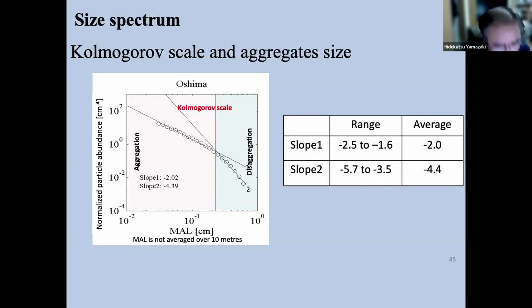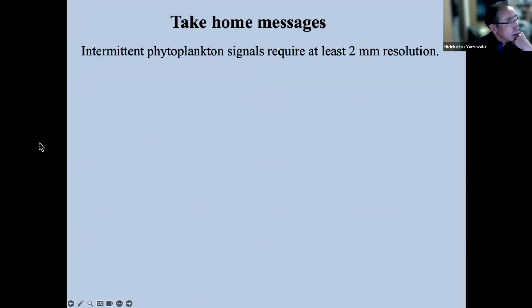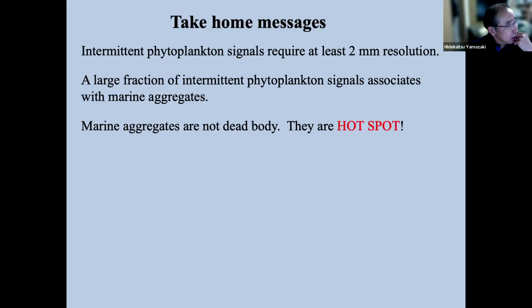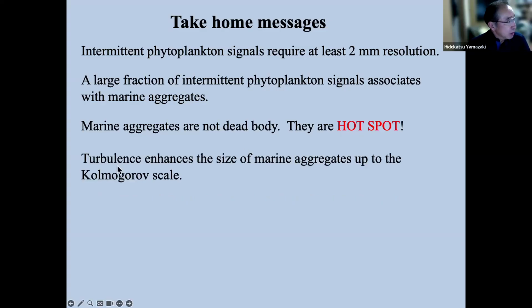Okay, I think I went through this quite quickly, but I'm going to summarize my talk. Intermittent phytoplankton signals require at least millimeter scale. A large fraction of intermittent phytoplankton signal is associated with marine aggregates. Marine aggregates are not dead bodies. They are actually hotspots, a library. Turbulence enhances the size of marine aggregates up to the Kolmogorov scale. Our data shows this evidence, but I'm not sure if we really proved this. But at least, from our data set, this is consistent.